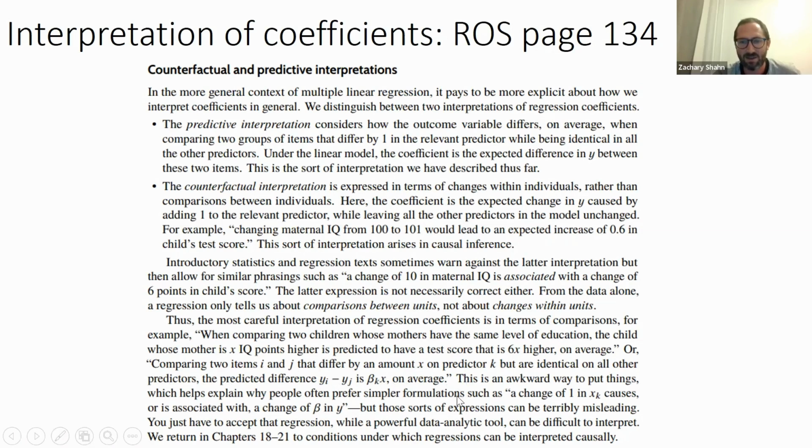So the next sentences here are key. This is an awkward way to put things, which helps explain why people often prefer the simpler formulations, but those can be misleading. And this is also kind of key. You just have to accept that regression, while a powerful data analytic tool, can be difficult to interpret.